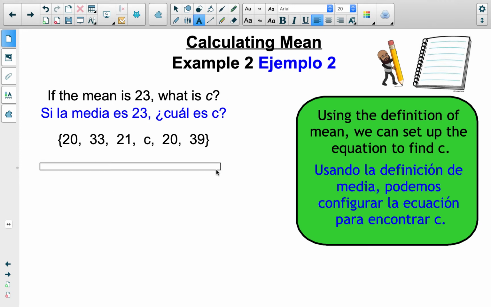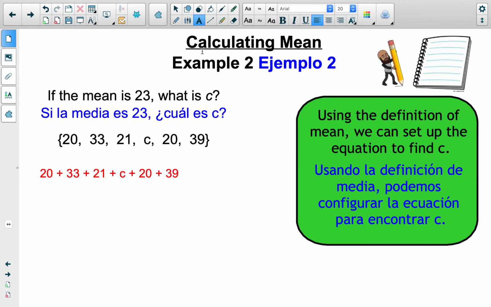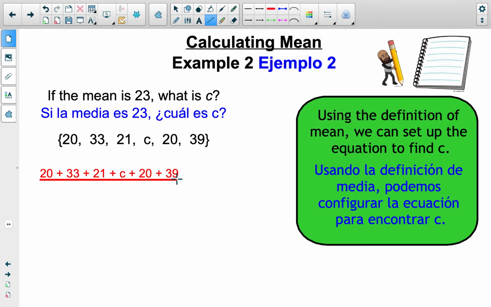So I can use this to set up an equation. I know 20 plus 33 plus 21 plus C plus 20 plus 39, when I divide this entire thing by 6, once again, 6 coming from the fact there are 6 values in our data set, I should end up getting 23. Because that's the definition of mean or average, right? You add all your numbers, you divide by the number of numbers, and that's your mean. And we know the mean is 23 because it tells us right here.